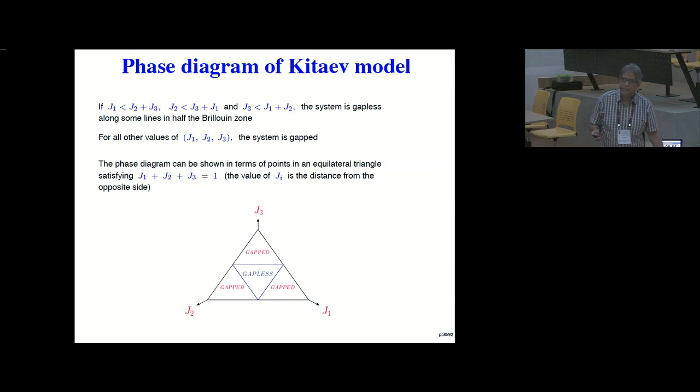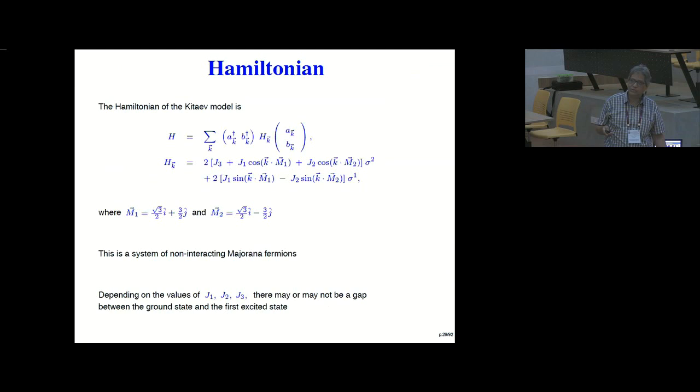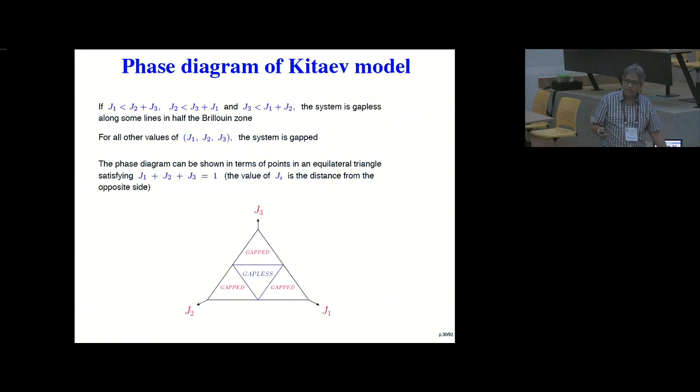In this space, the system turns out to be gapped. This you can show. I didn't actually show you the spectrum explicitly, but you can work it out from here, right? It's the sum of two Pauli matrices. So the energy levels are this line squared plus this line squared, square root of that, plus or minus. That's the energy spectrum. So instead of showing you that complicated picture, let me just show you the phase diagram. In this equilateral triangle, it turns out that there are four smaller equilateral triangles. The middle equilateral triangle is where the system is gapless.